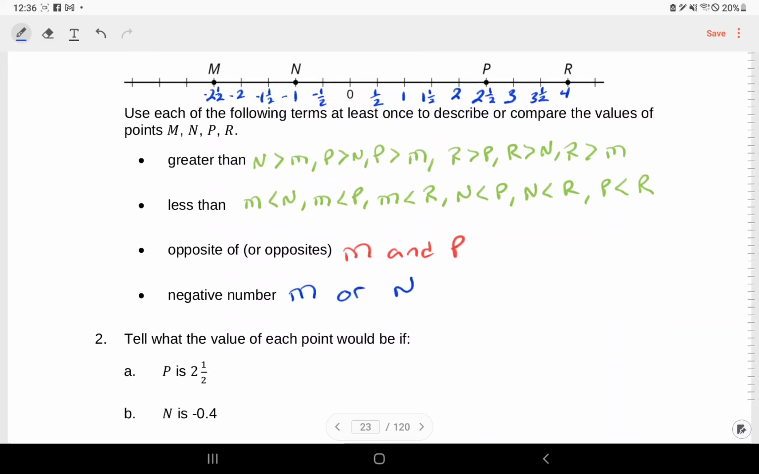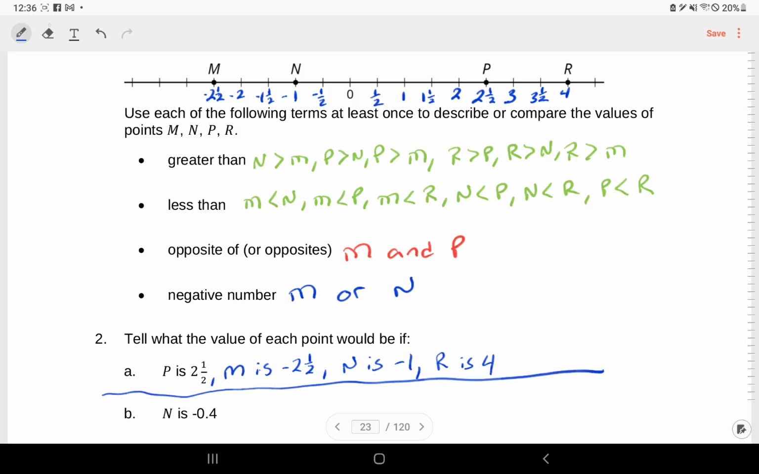And so now it wants to know, there's P, M is negative 2.5, N is negative 1, R is 4.